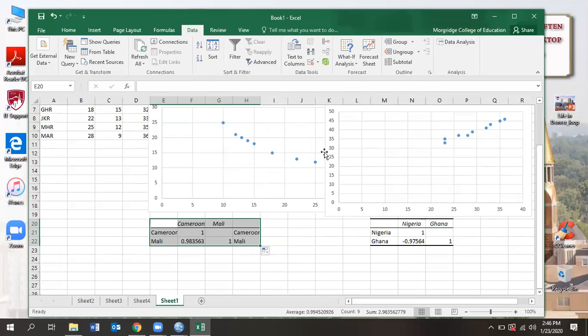That's essentially how correlations generally are done in Excel. So let me know if you have any questions.